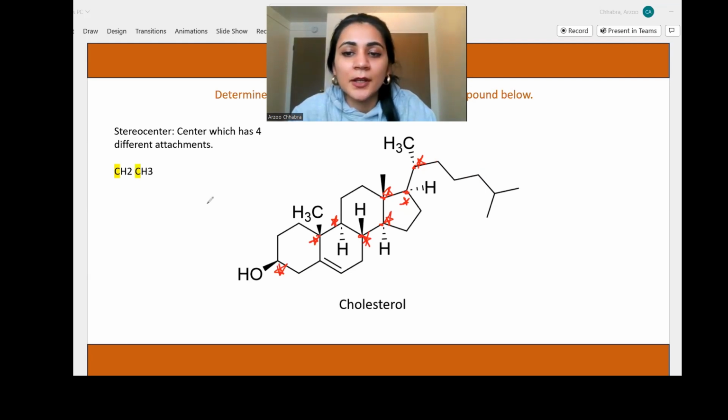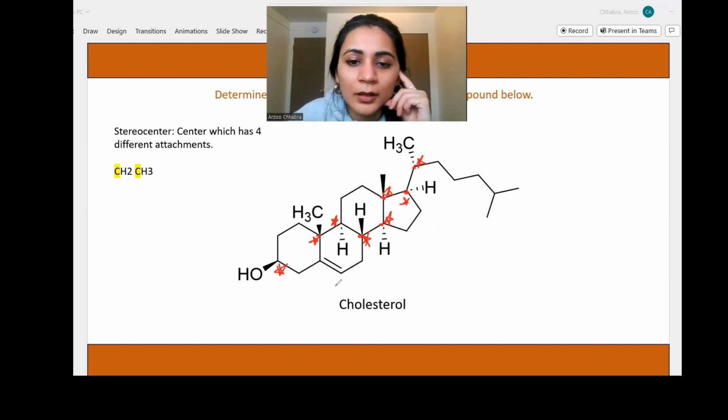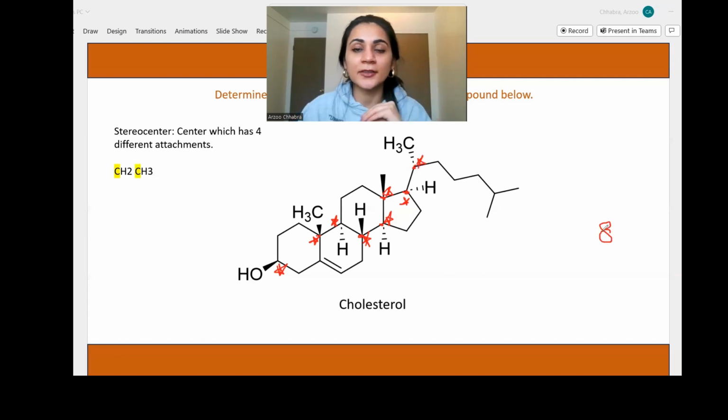We've talked about these before. Again, not a stereocenter, has two CH3s. All right. Did I miss any stereocenter? 1, 2, 3, 4, 5, 6, 7, 8. So in this molecule, we got 8 stereocenters.